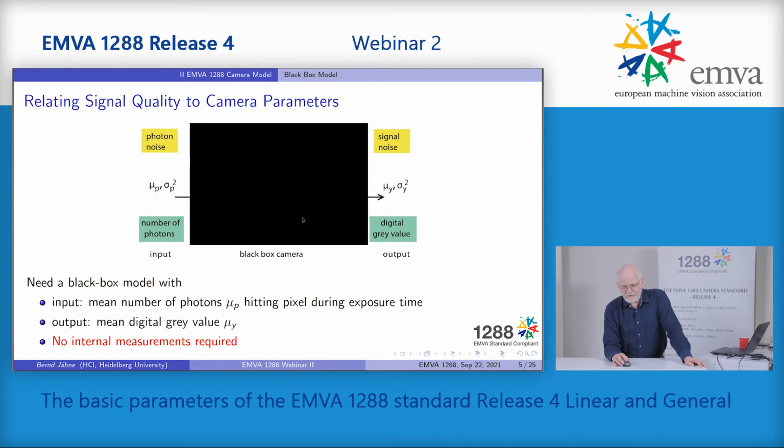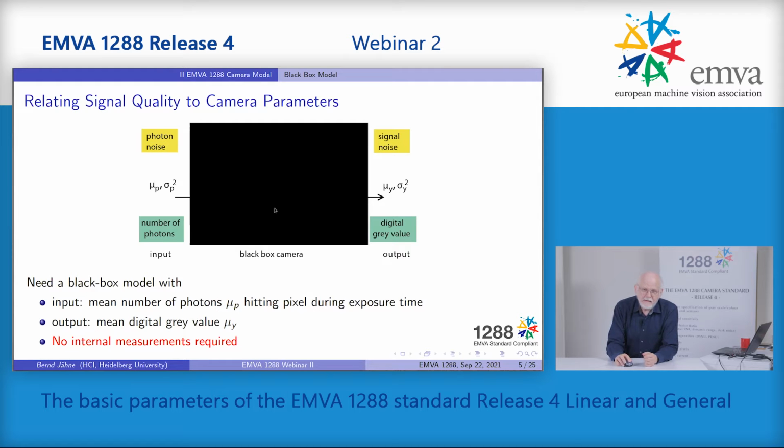And actually, we did not start in the 1288 standard with this complete black box model. Until the last version of the standard, which was 3.1, we always had a linear camera model, so with some more information in the camera. But now the 4.0 extends to arbitrary cameras, also with nonlinear characteristic curves, so we can no longer make any specific assumptions within this black box. And we will see in a moment that this is not really a big obstacle.